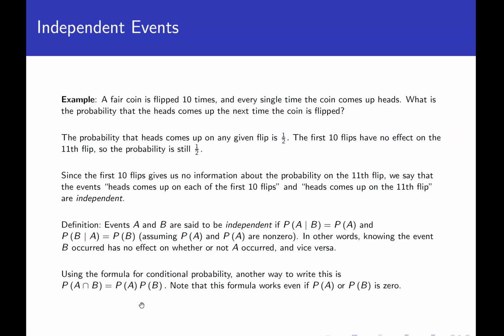Now, in this case, this formula works no matter if probability of A or probability of B is 0. That's because certainly if either of them is 0, we get 0 on the right-hand side. If the probability of A or B is 0, that means there's nothing in the intersection because there's nothing in A or there's nothing in B.